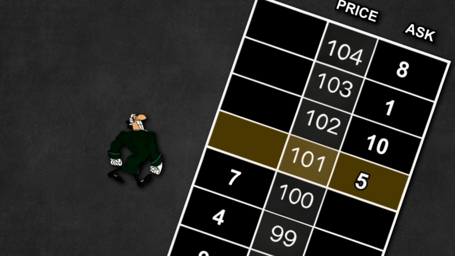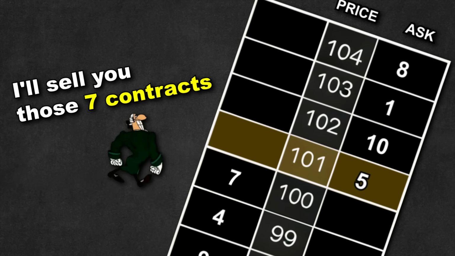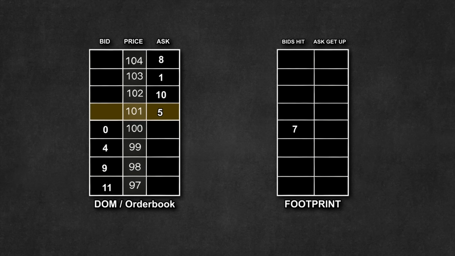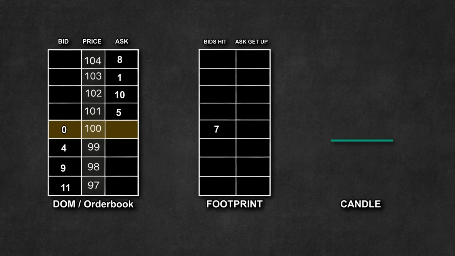Now someone arrives and says, I'll sell you those 7 contracts. Done. Those 7 contracts disappear from the book. They get recorded in the footprint. 7 contracts executed at that price level. That price becomes the new current price. That's the open of the candle.